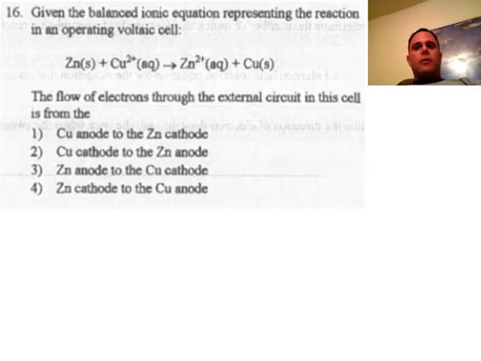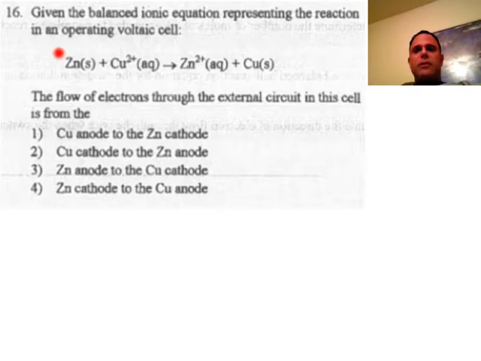Number 16. Given the balanced ionic equation representing the reaction in an operating voltaic cell, so this one's happening spontaneously, one of the electrodes is going to be more reactive than the other, losing electrons on Table J. The question: the flow of electrons through the external circuit in this cell is from... so let's diagram this out.